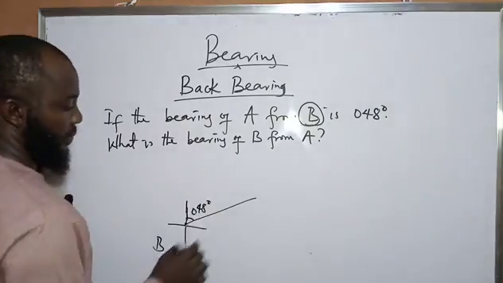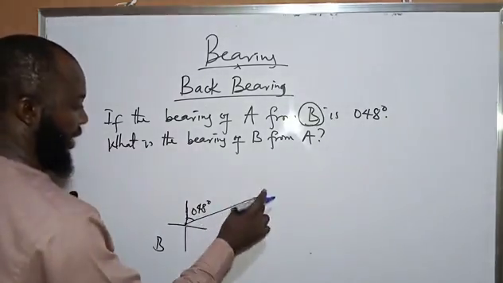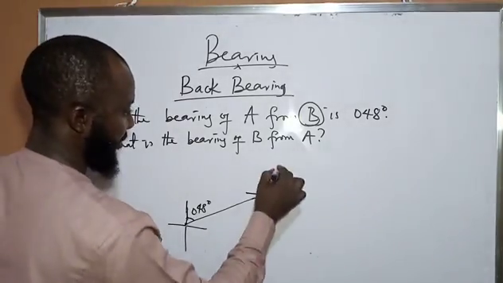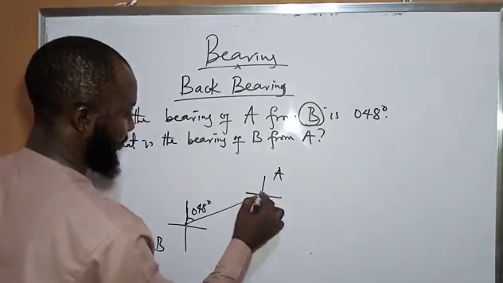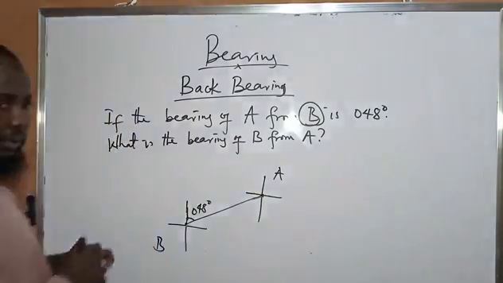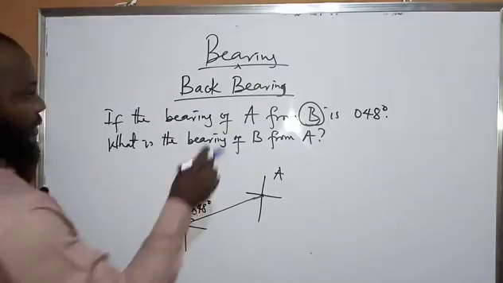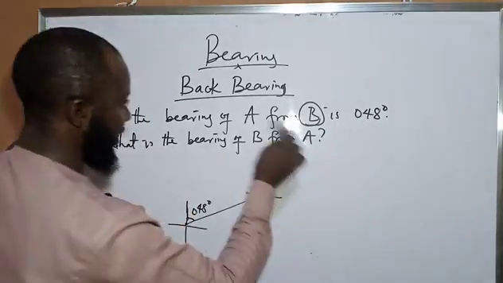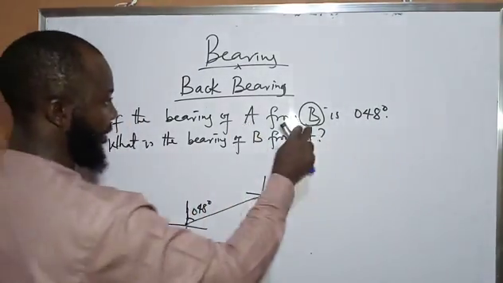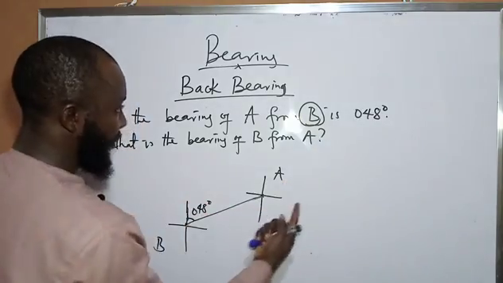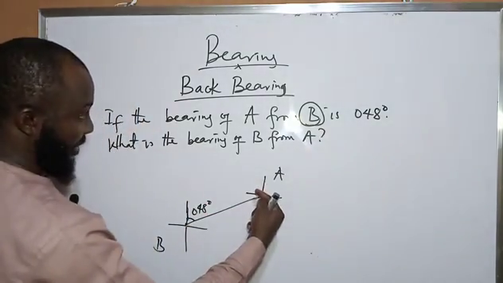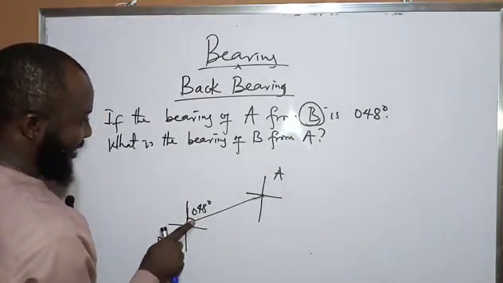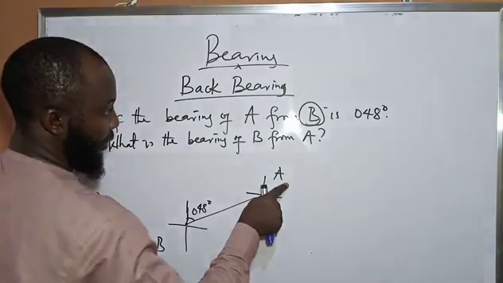48 degrees. The bearing of A from B is 48. This is point A. That is, coming from B, you have to turn 48 degrees before you can face point A.